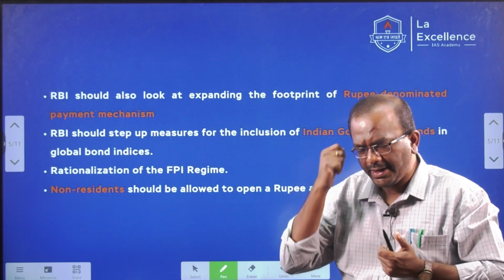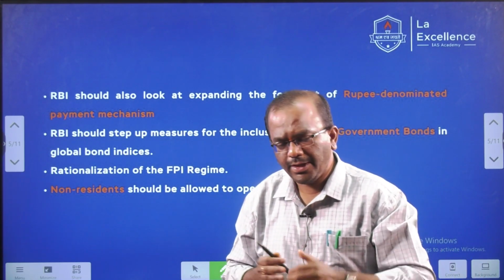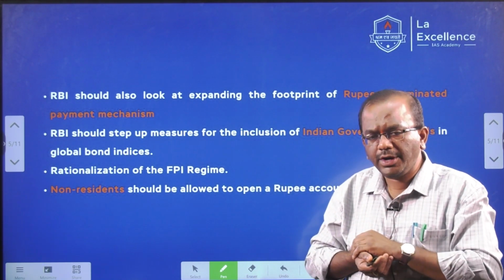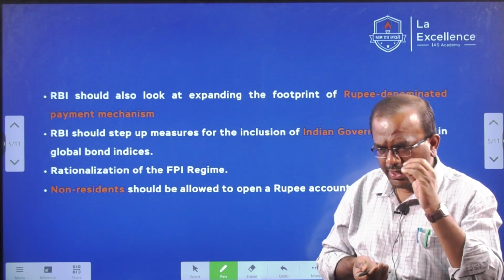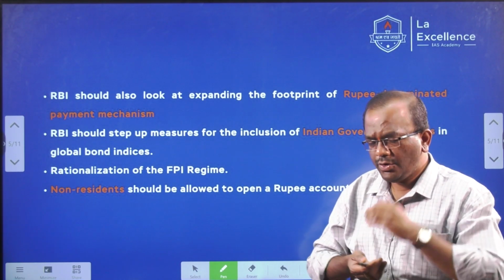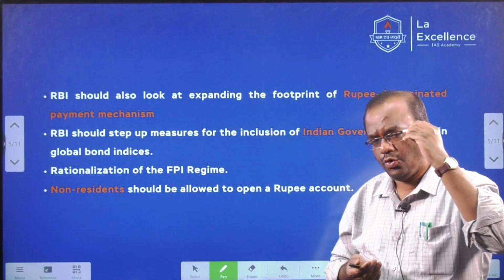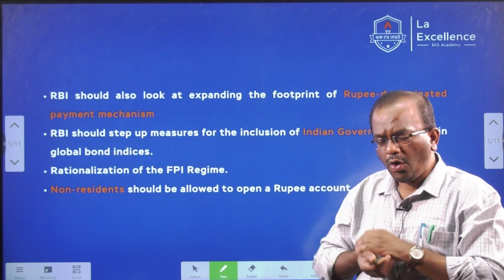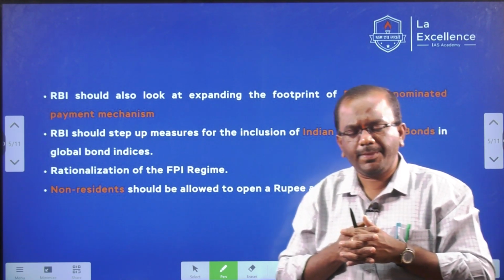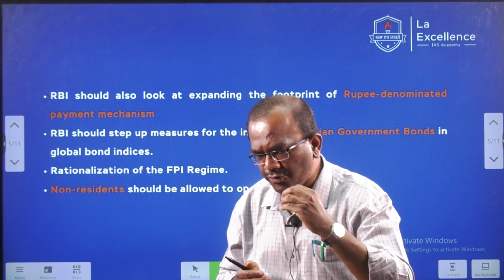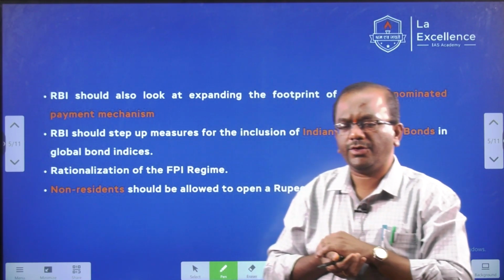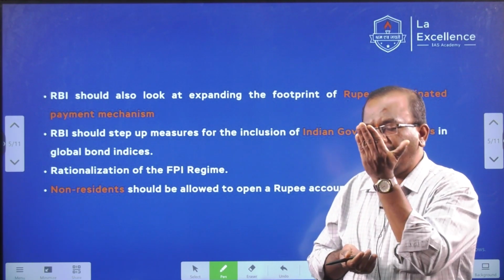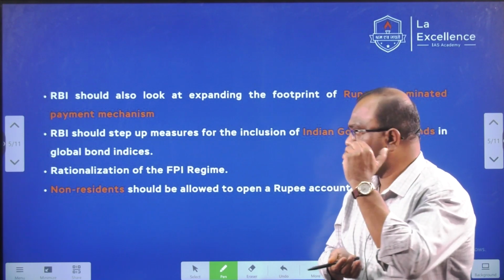When the payment is made in the form of rupees, it explains the rupee denominated payment mechanism. But as of today, the dollar denominated payment mechanism is dominant. So globalization or internationalization of the rupee signals a rupee denominated payment mechanism. Or we can put it like this: if the rupee denominated payment mechanism gets institutionalized, that signals the globalization or internationalization of the Indian rupee, the Indian rupee being recognized as a global currency.